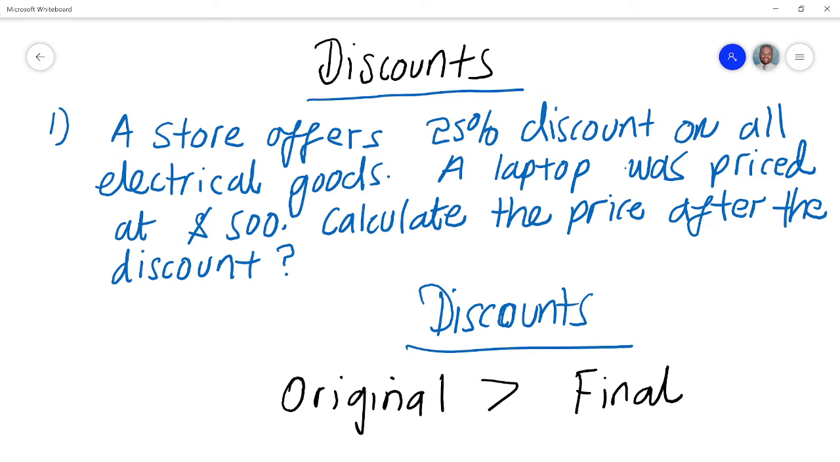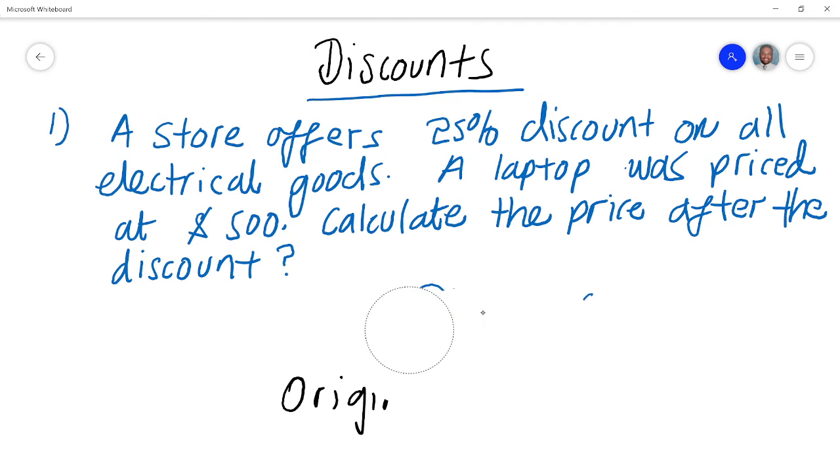So let's look at this question, and I'll read it out for you, and then we'll go through the process. A store offers 25% discount on all electrical goods. A laptop was priced at $500. Calculate the price after the discount. So what information do we have here? A discount sale of 25% on all electrical goods, and the original price of $500.